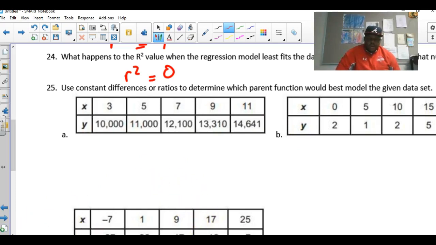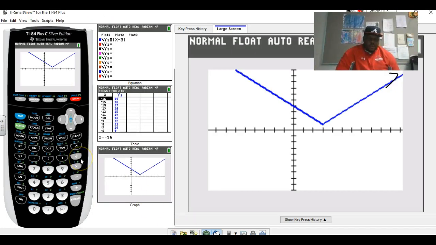For this first one here, I don't see a constant rate difference. We're like 10,000 plus 1,000 plus another 1,000, right? That's not a constant increase. All right. So what we're going to do is we're going to put it in the calculator like so. You're going to go to your calculator. You're going to press, well, first of all, let's get out of this screen.